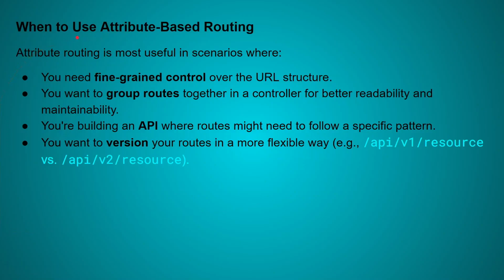So when to use attribute based routing? Attribute routing is most useful in scenarios where you need fine-grained control over the URL structure. You want to group routes together in a controller for better readability and maintainability. You are building an API where routes might need to follow a specific pattern. You want to version your routes in a more flexible way. Example, /api/v1/resource versus /api/v2/resource.